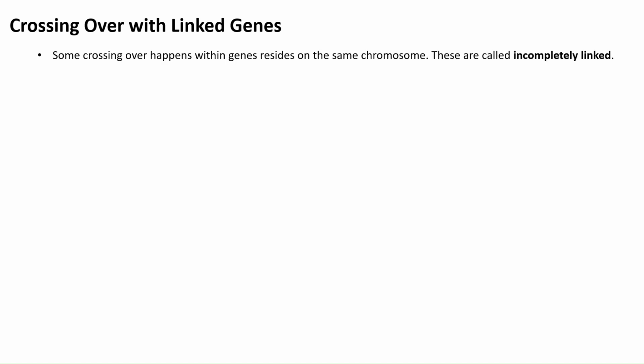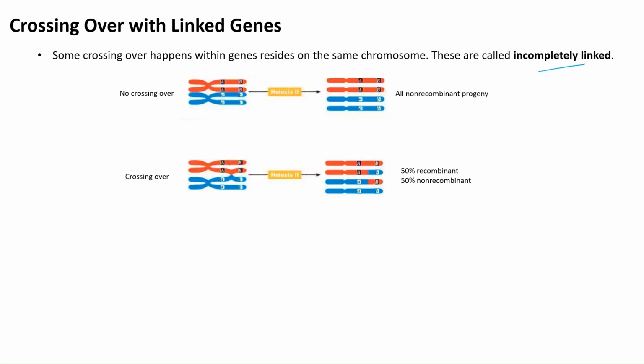Now, next is crossing over with linked genes. The genes are linked, but it is not always the case that genes are so tightly linked that they cannot ever recombine. So some crossing over happens between the genes, and such genes are called incompletely linked genes. You can see it here. When there is no crossing over, it means all non-recombinants. When there is crossing over, we will get recombinants, 50% recombinant and 50% non-recombinant. So even in the linked genes, some crossing overs are allowed.